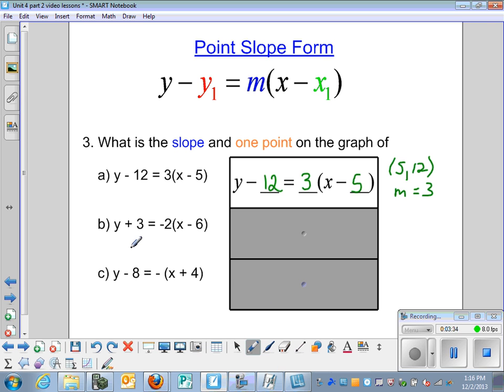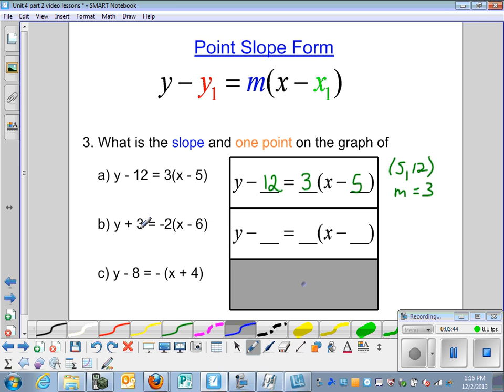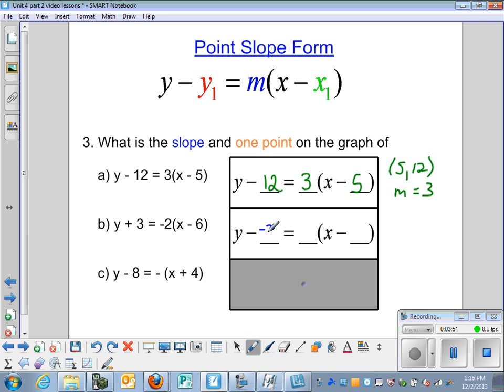The next one, y plus 3 equals negative 2 times the quantity x minus 6. So there's my skeleton again. I have a plus 3 here, but the formula says y minus, so in order to get a plus 3, I would have had a negative 3 there. This negative 2 is the same, and the 6 is the same. So a point on that line would be (6, negative 3), and a slope of negative 2.